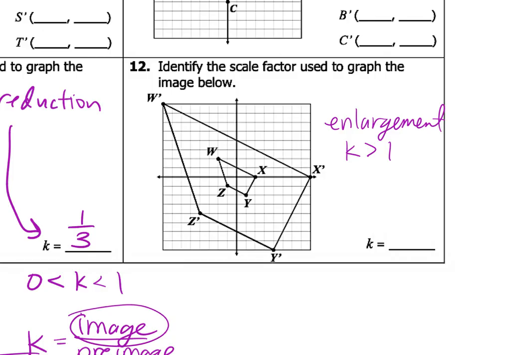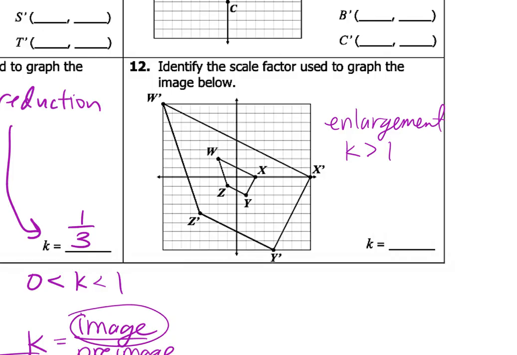Who's got an answer? 3 or 4 of you? All right, Emma, what'd you get? I got 4. You got 4. Did anybody else get 4? 4 is correct. What did you use?